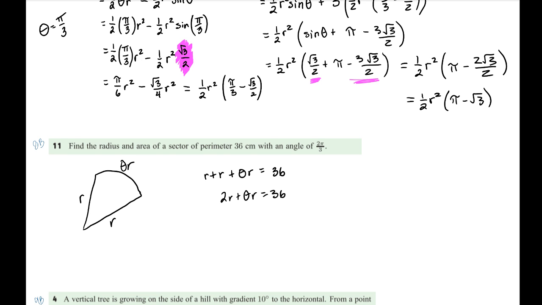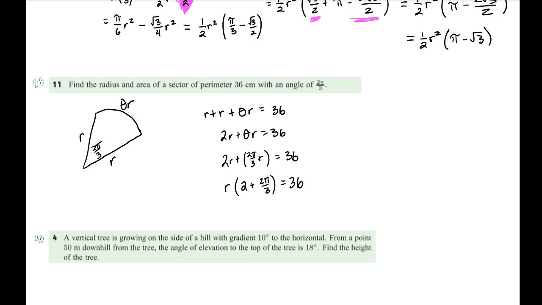Now, I know what theta is, but that's not going to make the answer immediately apparent. There's still a little bit of algebra to be done here. So I've just plugged in that the angle here is 2 pi over 3. I can factor out an r, but then I get 2 plus 2 pi over 3 in the brackets there. Now this is where you're just going to have to calculate what that is.